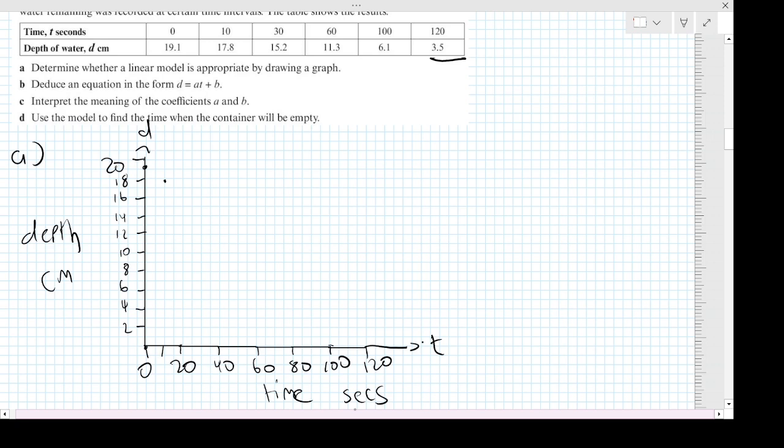Then 30 for time, and 15.2. So 30 is going to be there. 15.2 is just over 15, so it'd be about there.